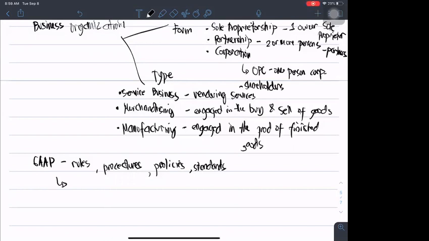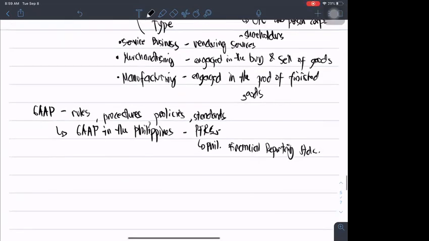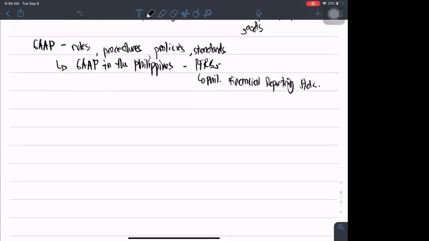So when we talk about your GAAP, the generally accepted accounting principle in the Philippines is collectively known as your PFRSs, or your Philippine Financial Reporting Standards. Okay, so GAAP are rules, procedures, policies, or standards. So what is the GAAP in the Philippines? It is known as your PFRSs, or your Philippine Financial Reporting Standards. Now, under Philippine Financial Reporting Standards, it is composed of 3 standards. So the first one is your PFRS, which is your Philippine Financial Reporting Standard. The second one is PAS, or your Philippine Accounting Standard.